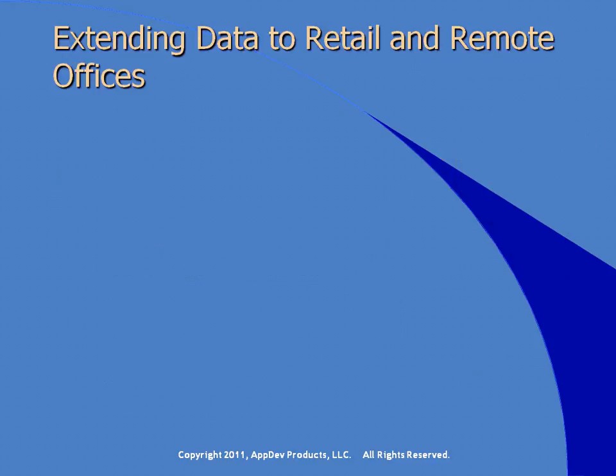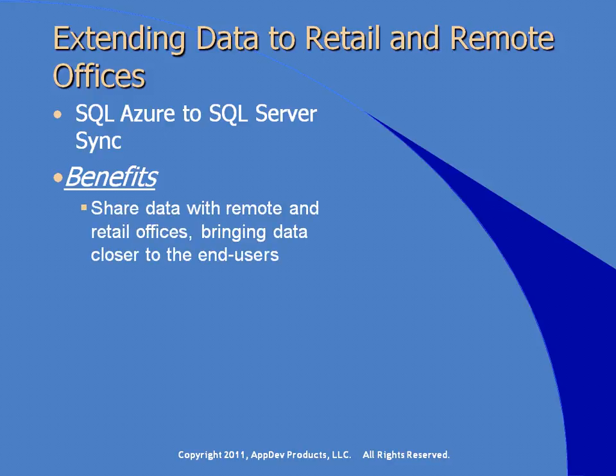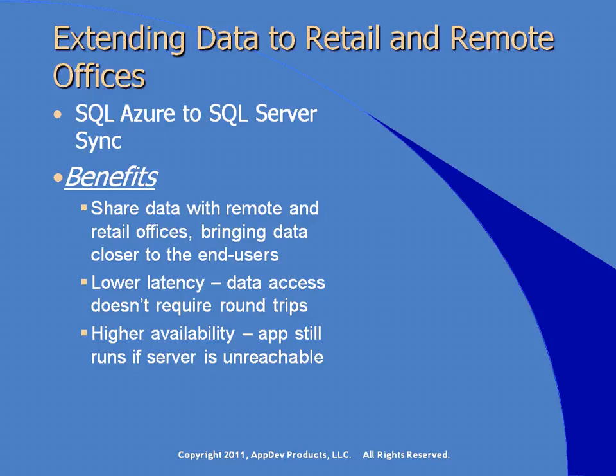One of the other key features of the SQL Azure Data Sync, besides allowing SQL Azure to SQL Server Data Sync, is that there are other benefits. It allows me to share data with remote and retail offices, bringing data closer to the end users. Meaning if I have remote users, I can sync geo-specific data from on-premise to a location that is much closer to my end users so they can actually get to their data much easier. And this provides a lower latency for my end users, so data access does not require round trips. And it also provides higher availability, meaning my app still runs if the server is unreachable.